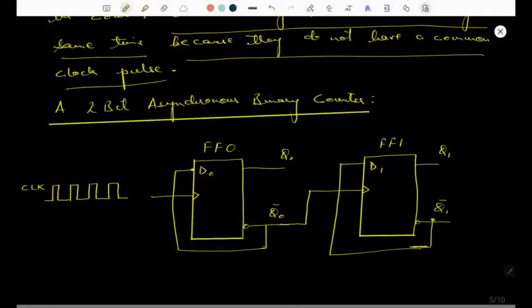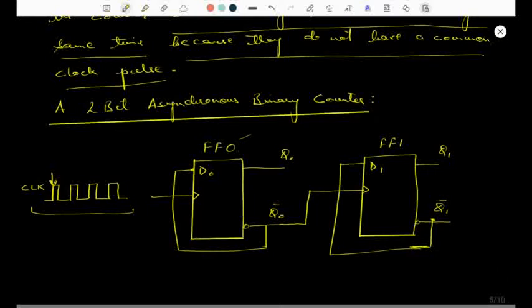Okay, so you can see that this is a simple diagram of the 2-bit asynchronous binary counter. Now let's proceed to how it is working. Since these are positive edge triggered flip flops, flip flop 0, the first flip flop, changes state at the positive edge. You can see these are the clock pulses, and this is the positive edge of each clock pulse, the first clock pulse.